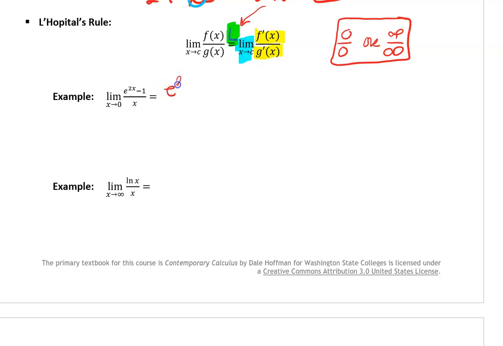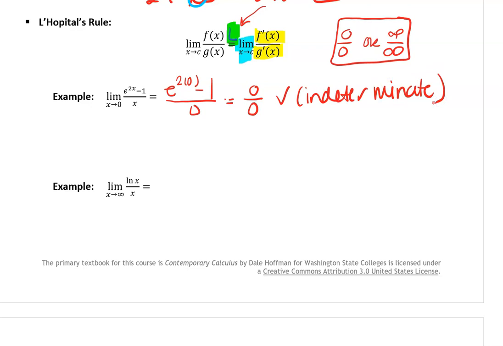This gives me e to the 2 times 0 minus 1 all over 0. Well, e to the 0 is 1, and 1 minus 1 is 0. So I do have an indeterminate of 0 over 0. So because I have an indeterminate, I can start this problem over again and use L'Hopital's rule. So I'm going to say the limit as x approaches 0 of this function equals, under L'Hopital's rule, and you do have to put that capital L there, the limit, don't forget this notation, as x approaches 0.